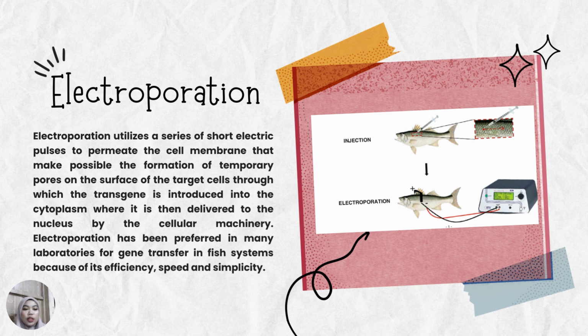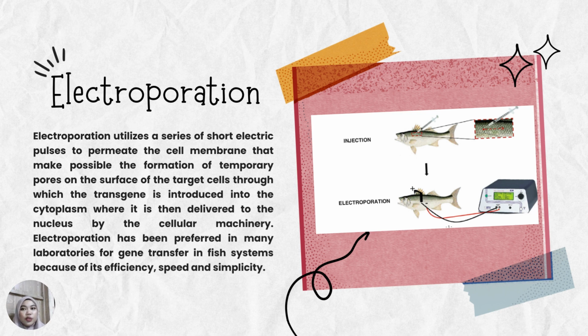Now we go to the electroporation. Electroporation method has been shown to be the most effective means of gene transfer in fish, since this method can treat many fertilized eggs in a short time. Electroporation utilizes a series of short electric pulses to permeate the cell membrane, which makes possible the formation of temporary pores on the surface of the target cells, through which the transgene is introduced into the cytoplasm, where it is then delivered to the nucleus by the cellular machinery.